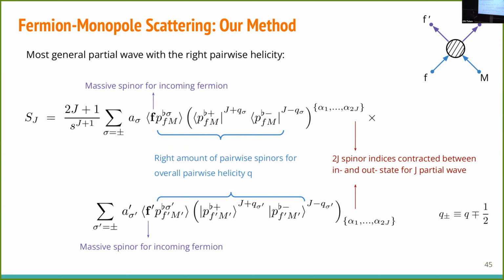But I know that this is like a pairwise helicity of a half. This is another one, another half, another half. I can put them together, exactly the right number of them. I know how many free spinor indices are contracted between the in state and out state, because this is just 2J, where J is the partial wave. So essentially, little group enabled me to fix everything here up to a factor which is little group invariant.